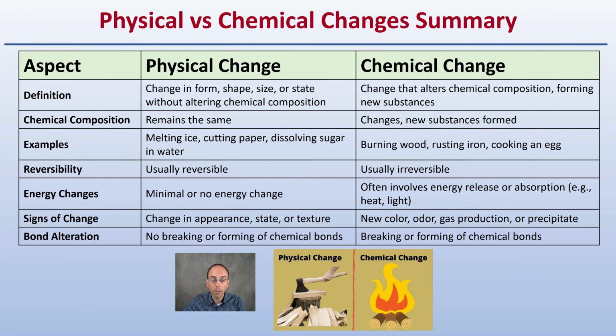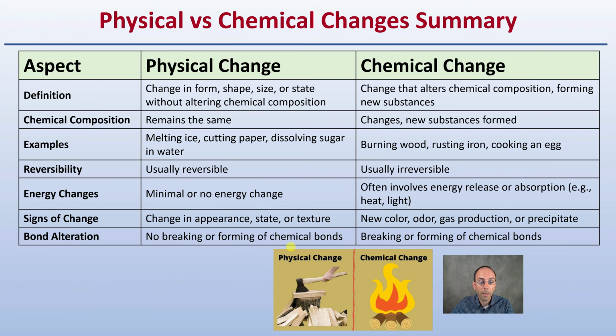Versus chemical changes, splitting wood would be an example of our physical change. Now, a chemical change would be burning that wood, because that alters the chemical composition into a new substance. It changes and forms new substances. Rusting of iron, cooking of eggs, burning of wood. As a result, these are usually irreversible. It often involves energy release or absorption of light or heat. It can produce a new color, odor, or gas, or even a precipitate, because you are breaking and/or reforming chemical bonds. So let's apply this to a situation.